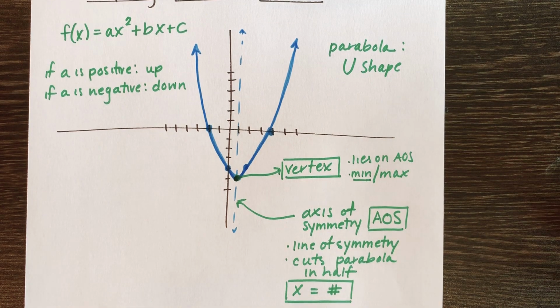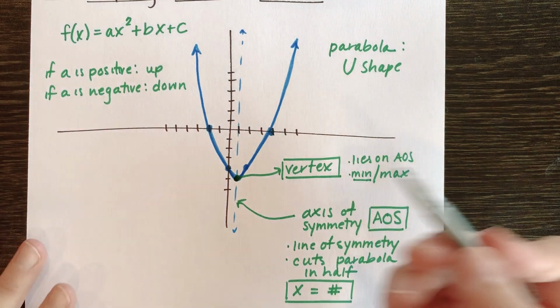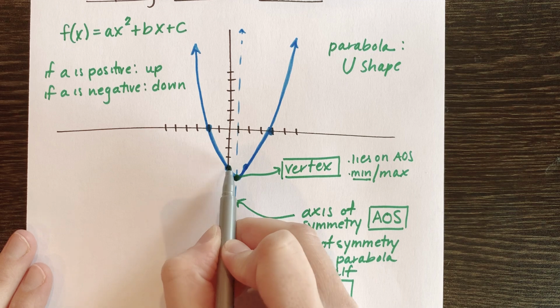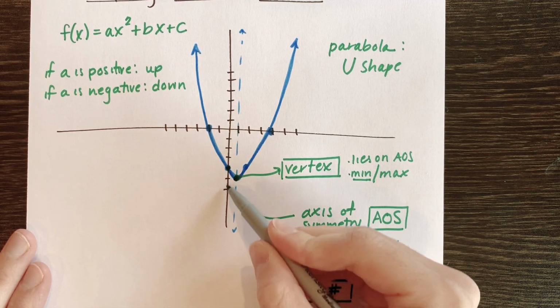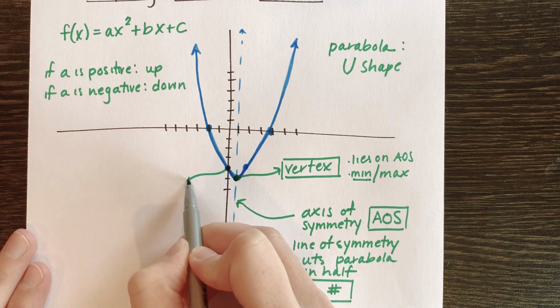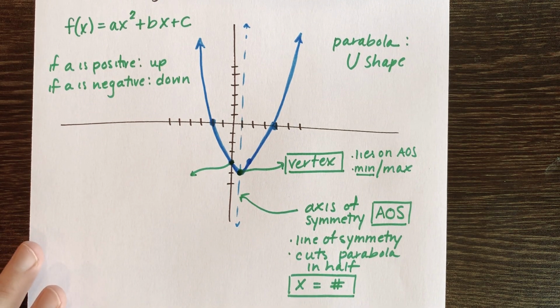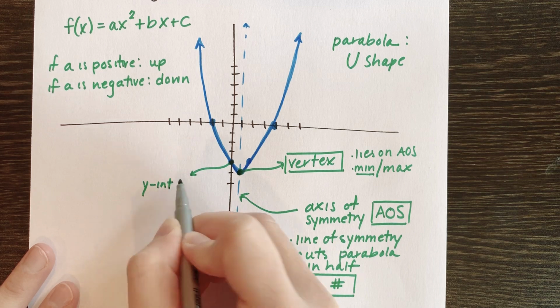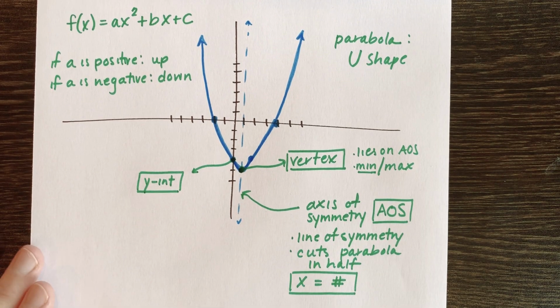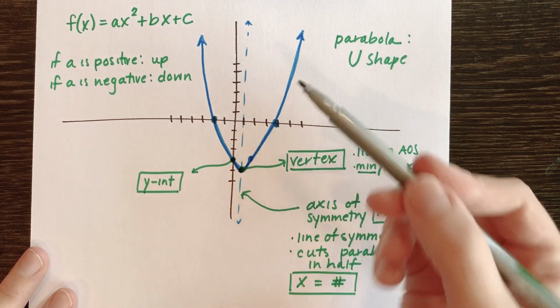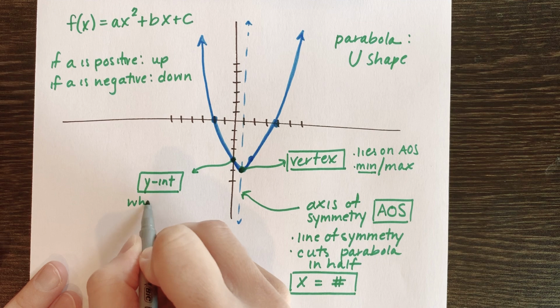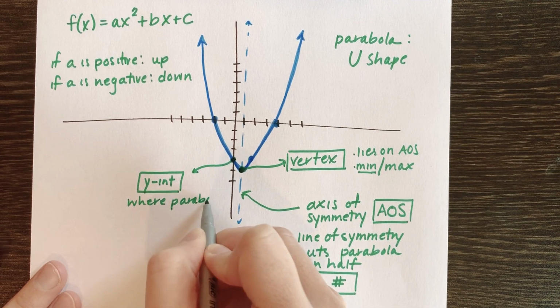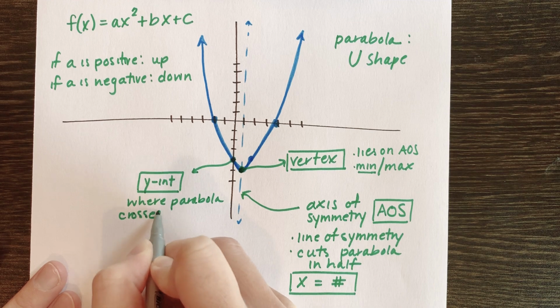Some other key features of the parabola that are very similar to linear functions, so we should know all of this already, would be this point right here. This point is where the parabola is intersecting the y-axis. So I'll give you a second to think about what that's called because everybody should know what that word is. That's my y-intercept. My y-intercept, just like it always is, the point on the graph that intersects the y-axis, right? Where my parabola crosses the y-axis.